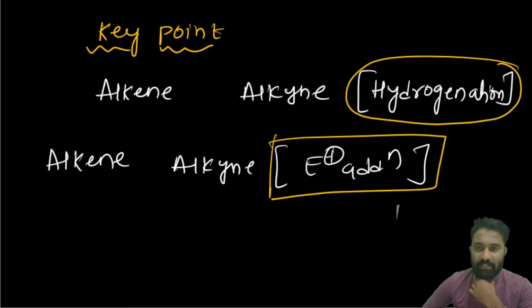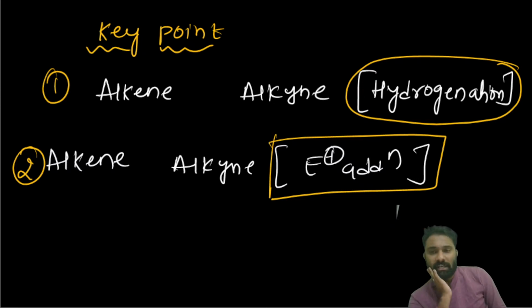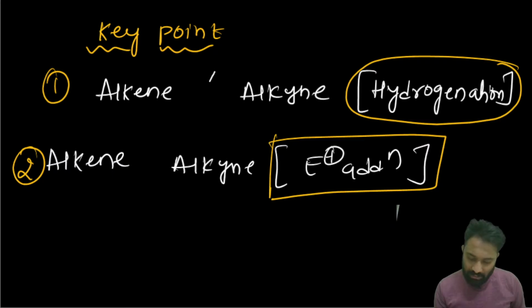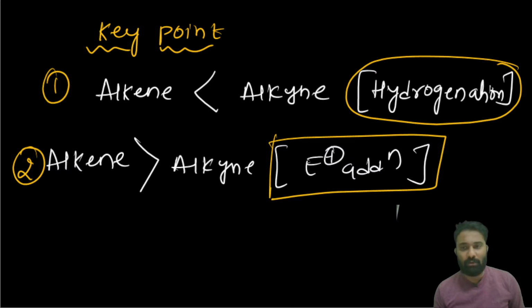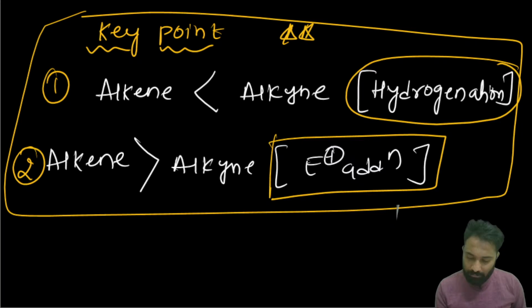Hydrogenation, electrophilic addition. For the hydrogenation reaction, the alkyne will readily undergo it very fast. No, in hydrogenation, the alkyne will readily undergo it. In electrophilic addition, the alkene will readily undergo it. This is a very, very key point you have to remember.